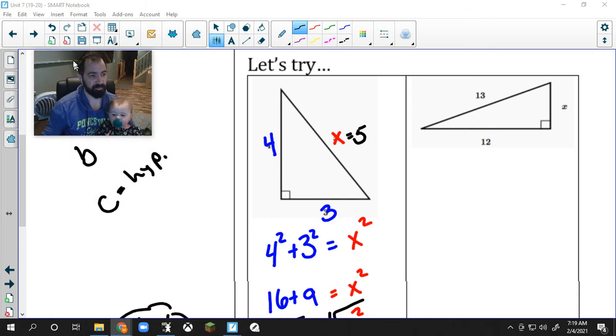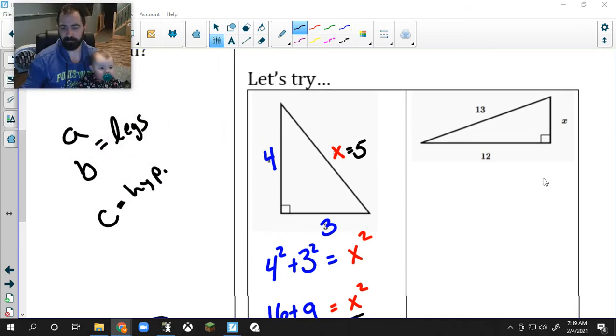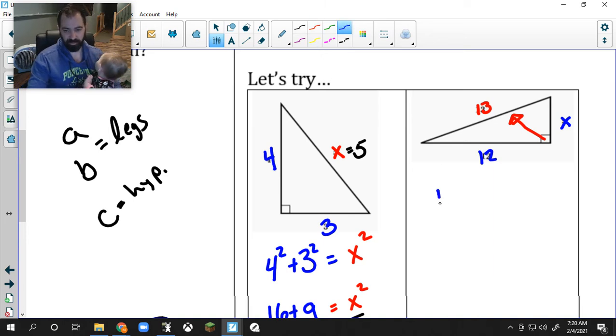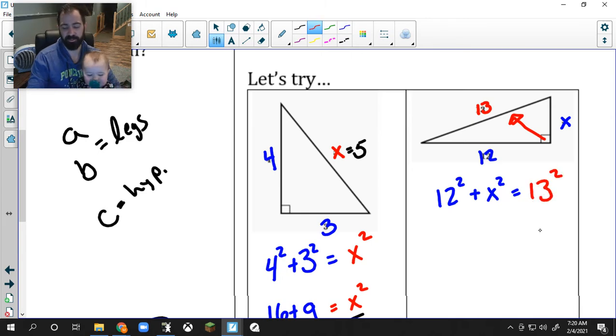Hey, let's try another one. I'll move my camera over here. Notice on this one, we have 12 as a leg, an unknown leg, and a hypotenuse of 13. Remember, the hypotenuse is always directly across from the right angle. So this is going to set up a little differently. I'm going to set it up like this: 12 squared plus x squared equals c squared, which is 13 squared.